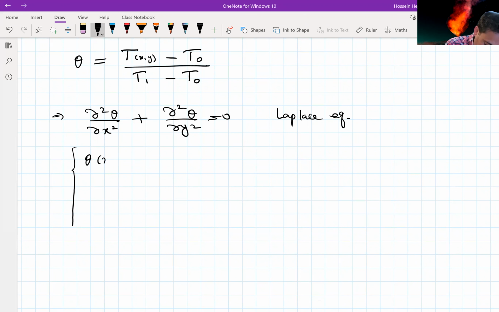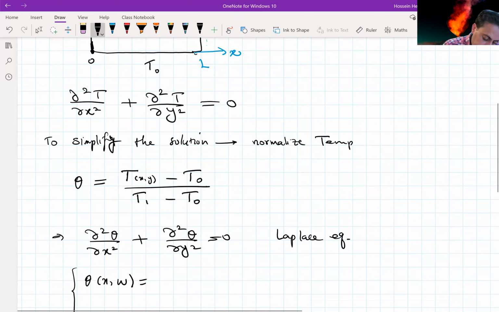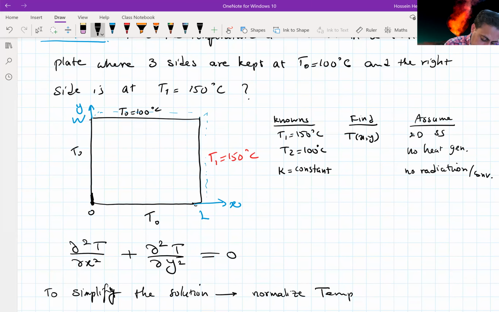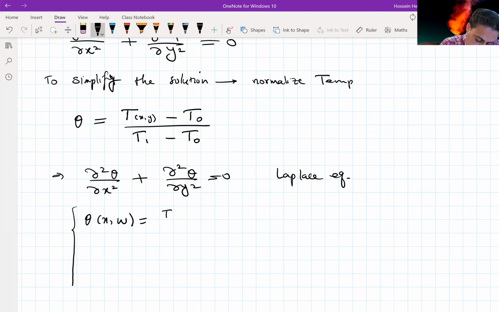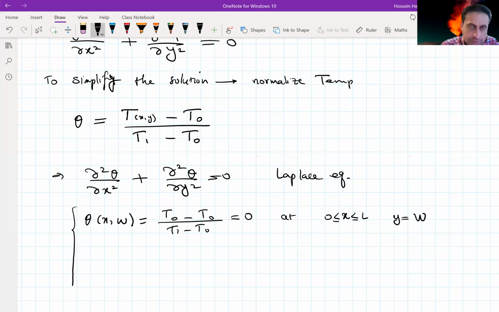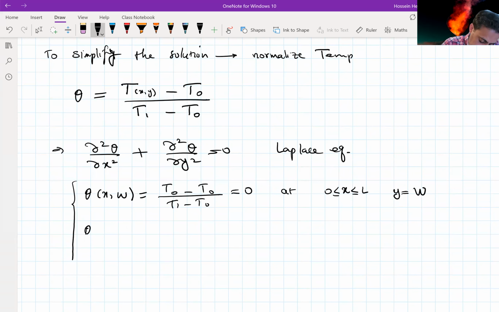So theta of x and W, so y equal to W, but x is changing from 0 to L, the temperature is T0. So it's going to be T0 minus T0 divided by T1 minus T0, which is going to be 0. This is at x between 0 and L and y equal to W, the width of that. Similarly, theta of x and 0 is going to be 0, for any x but y equal to 0.